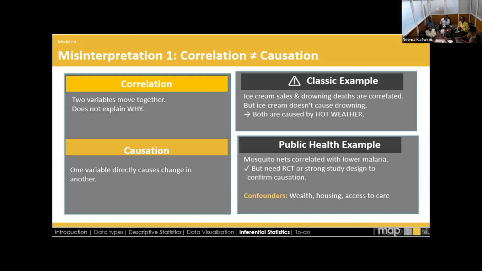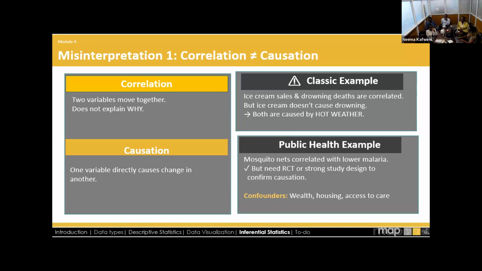Let us look at this example. Ice cream sales and drowning deaths are correlated. In this context, we mean in the seasons when the ice cream sales are high, maybe in the hot seasons, you'll find the drowning deaths also increase because a lot of people go to swim. So both variables rise in that season, and you cannot conclude that ice cream has caused the drowning events. They're just correlated, but you cannot form causality in this context because both are caused by hot weather.